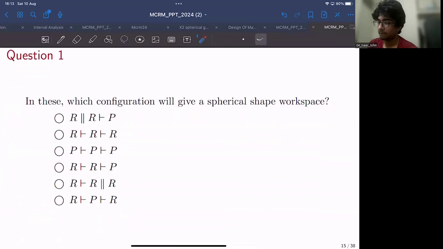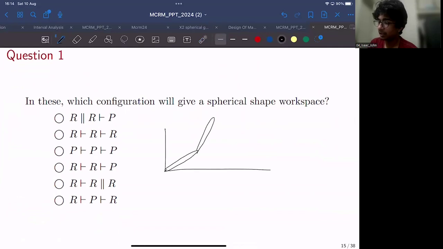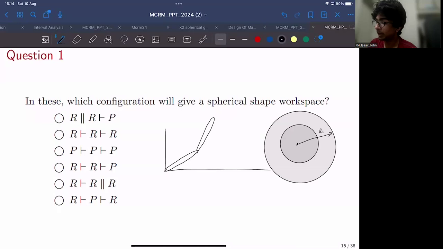Like, for example, we have so far seen a few different kinds of robot. One of the robots was this RR robot like this. And the workspace of an RR robot would be like a donut, where the radius of this outer circle would be L1 plus L2, and the radius of the inner circle would be L1 minus L2.